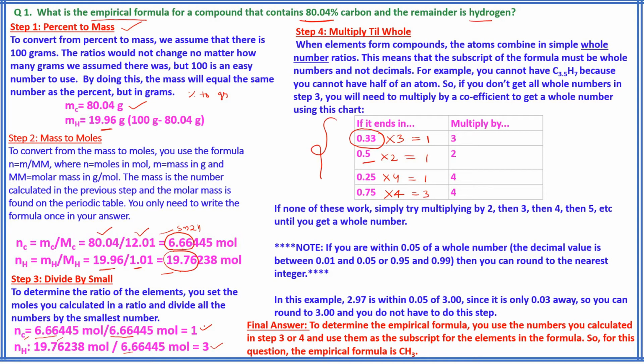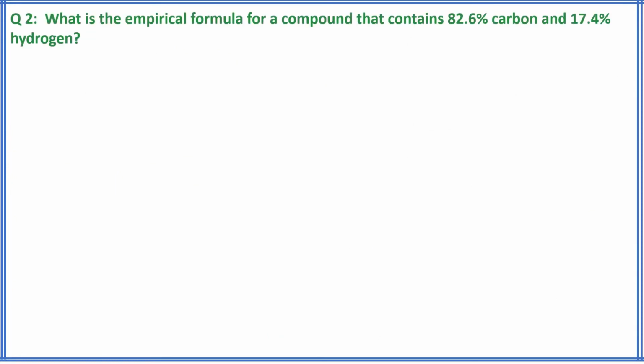So how many carbons did we get here? 1 carbon, right? So C1. How many hydrogens did we get here? 3 hydrogens. CH3, right? The empirical formula will be CH3. Finished.